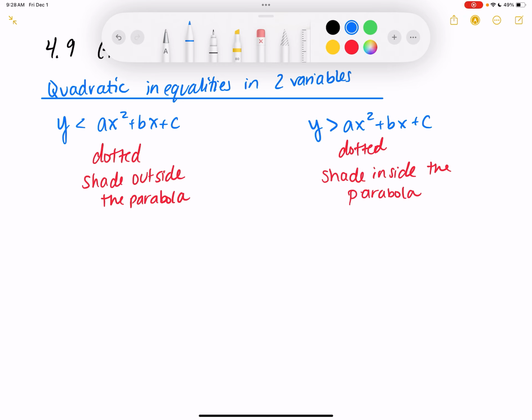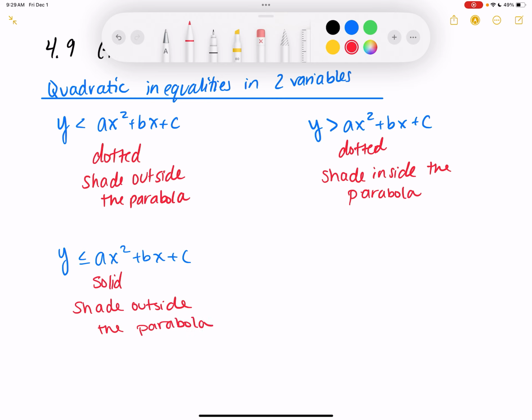If I have y is less than or equal to ax squared plus bx plus c, it's going to be solid. So it's going to look like a normal parabola when I graph it, and we're going to shade outside the parabola. If I have y is greater than or equal to ax squared plus bx plus c, this is also going to be solid, and we're going to shade inside the parabola.